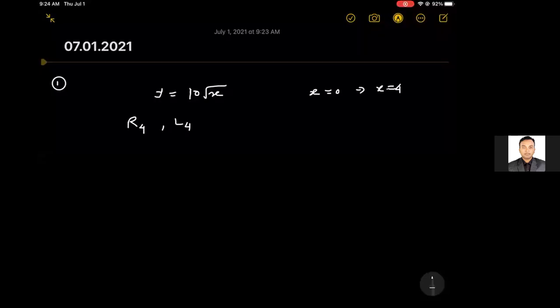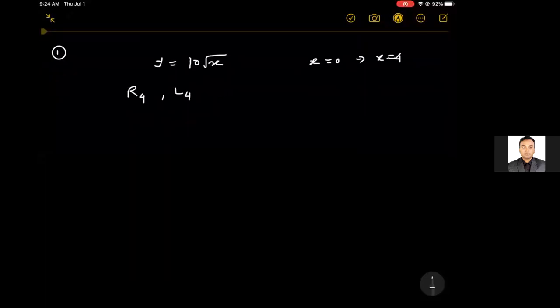So if we do that, the del x would be b minus a over n. So we have b and a, but we obviously need to know n as well. That means how many subintervals we need.